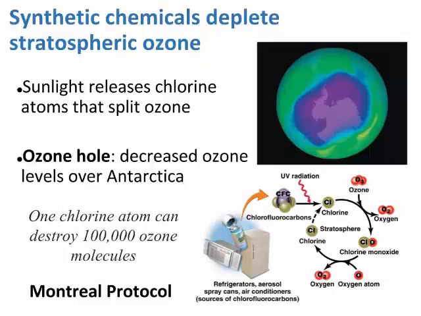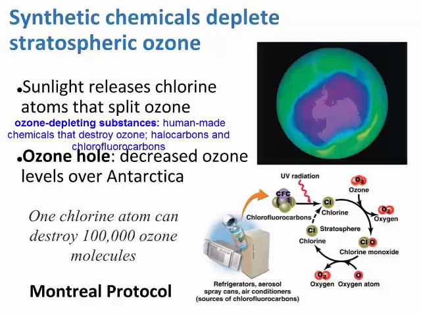Recall that ozone in the lower stratosphere absorbs the sun's ultraviolet UV radiation. Without the ozone in the stratosphere, a great deal more UV radiation would reach the Earth and cause damage to biological tissues and DNA. Air pollution we produce, however, has caused the ozone layer to become thinner, and in some places, holes have formed in the ozone layer. The pollutants that cause this damage are called ozone-depleting substances. These are human-made chemicals that destroy ozone.